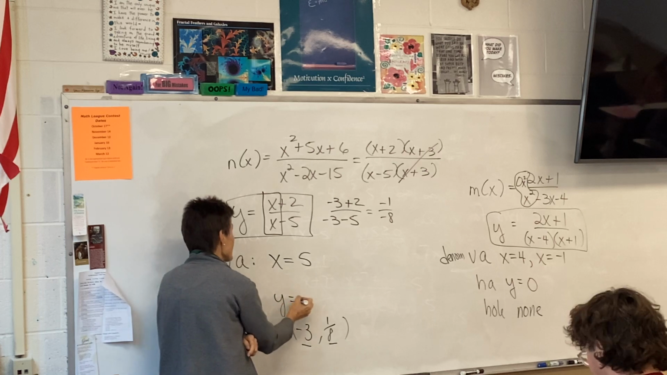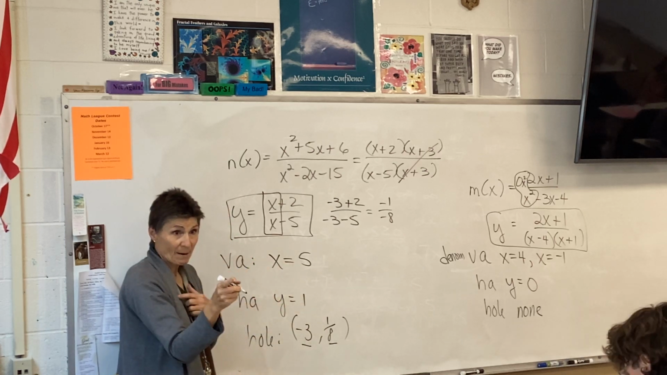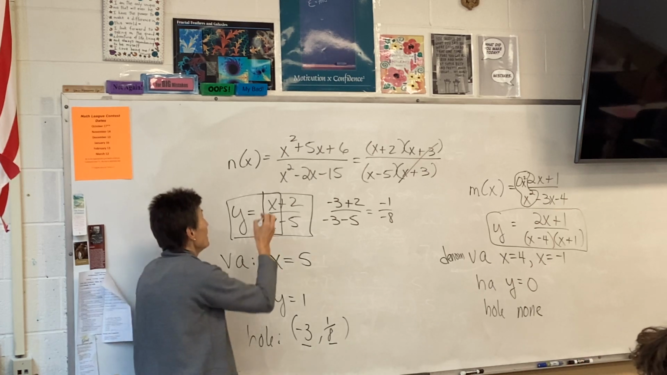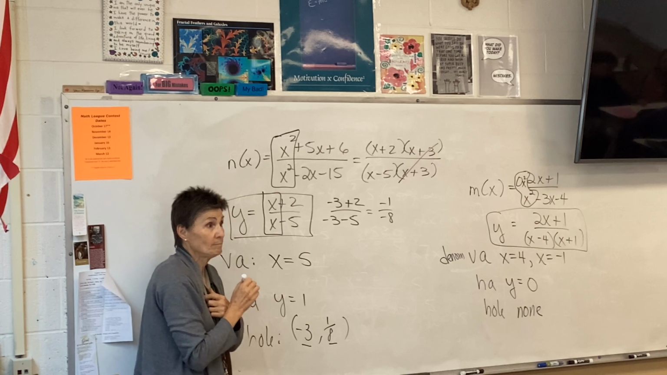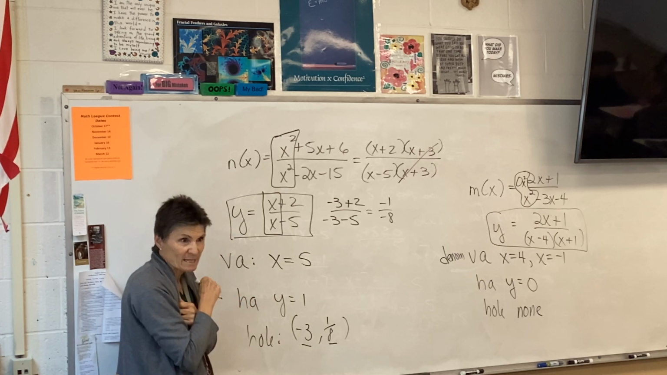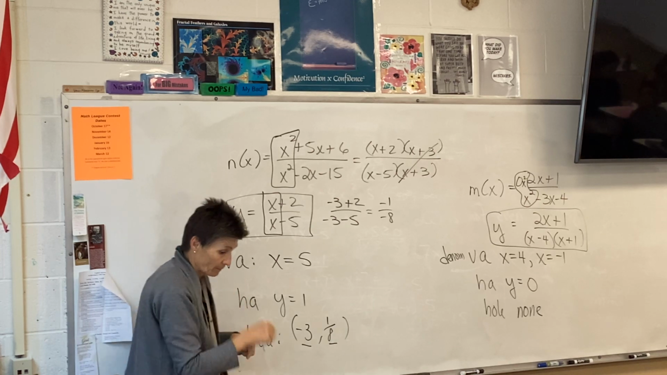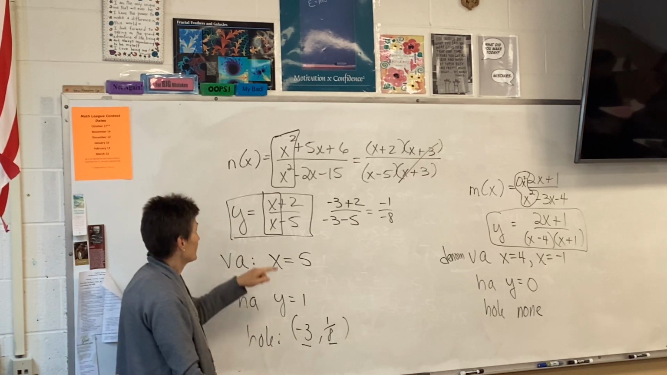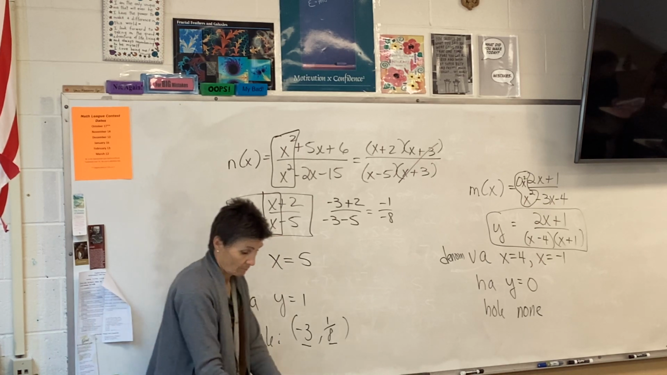Y equals 1. Now, with the horizontal, that kind of back to Jose's point, could I have looked at the original problem and gotten 1? Yeah, doesn't matter. Look at whatever's easiest for you. For the horizontal, it doesn't matter. How did you find? Denominator cannot be 0.